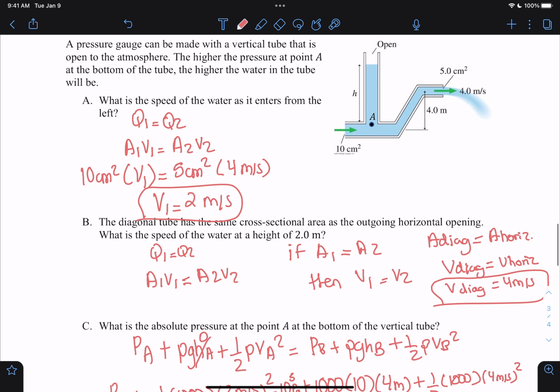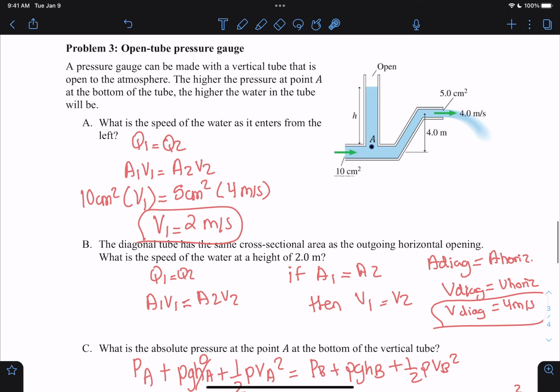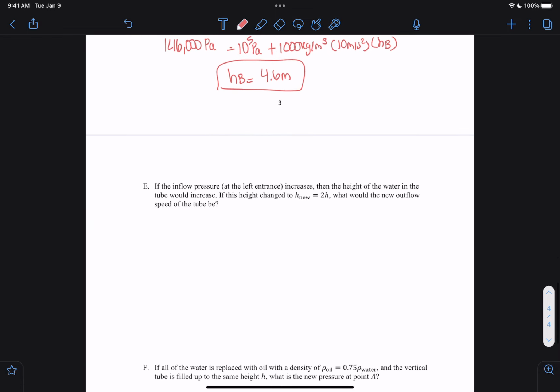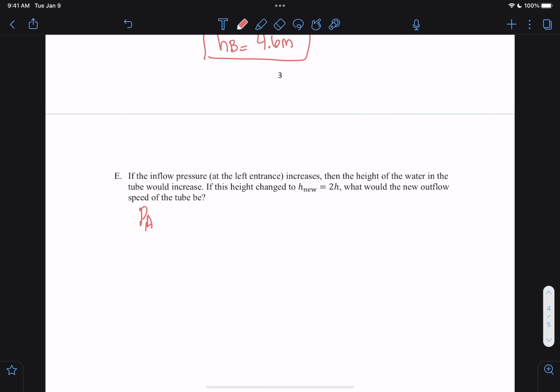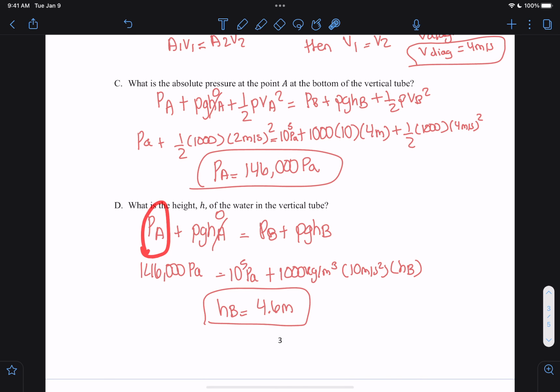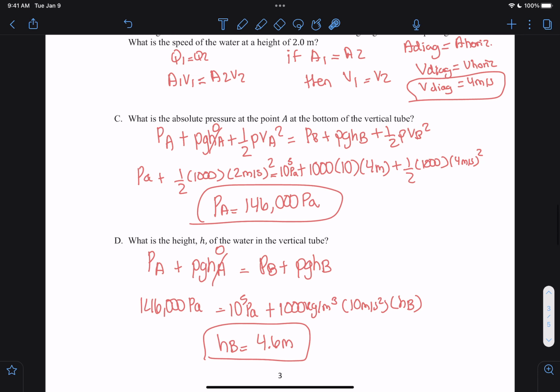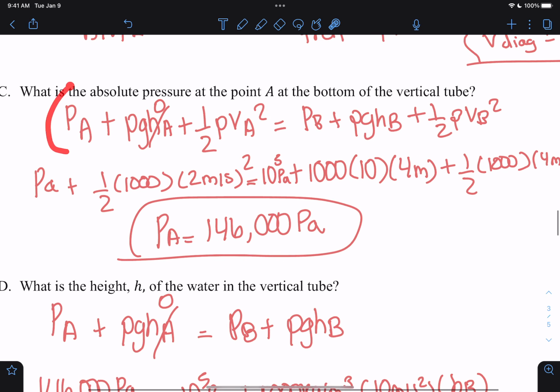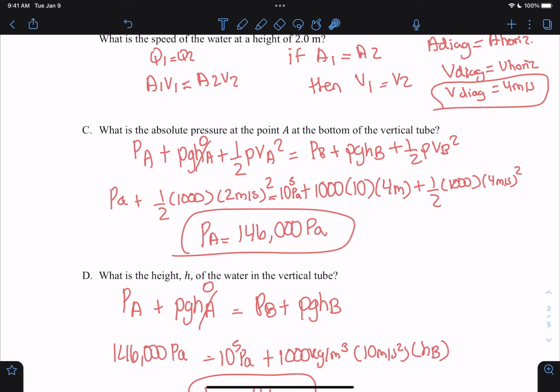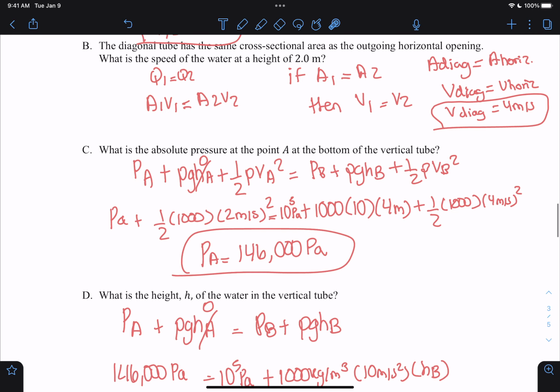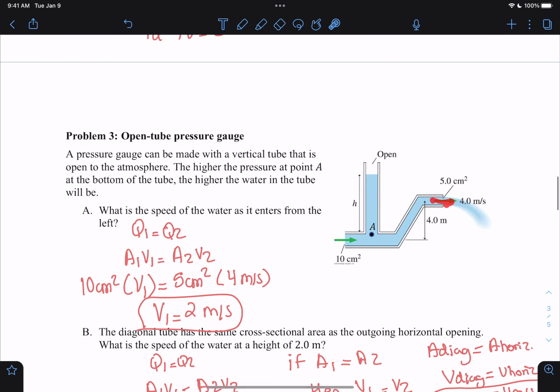Because remember, they also said the higher the pressure at point A at the bottom of the tube, the higher the water in the tube will be. Vice versa as well. If we double the height of the water, we should see an increase in the pressure at point A. So that new pressure PA might be 200,000 pascals instead of 146,000. If it's 200,000, then if we plug that into the Bernoulli equation, we should see a change in the outflow speed, the speed here at the end.